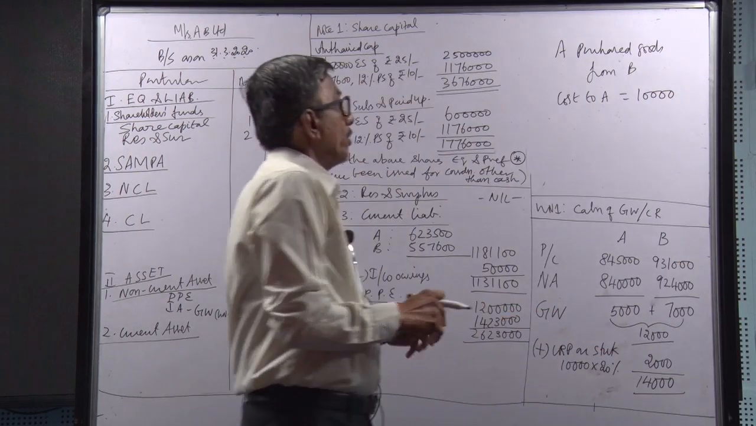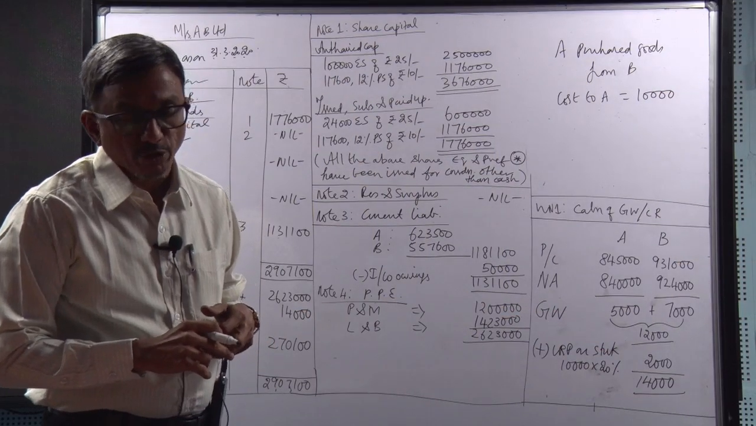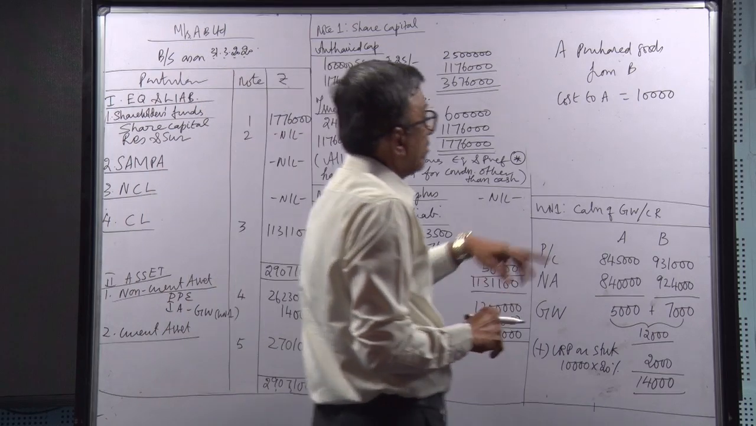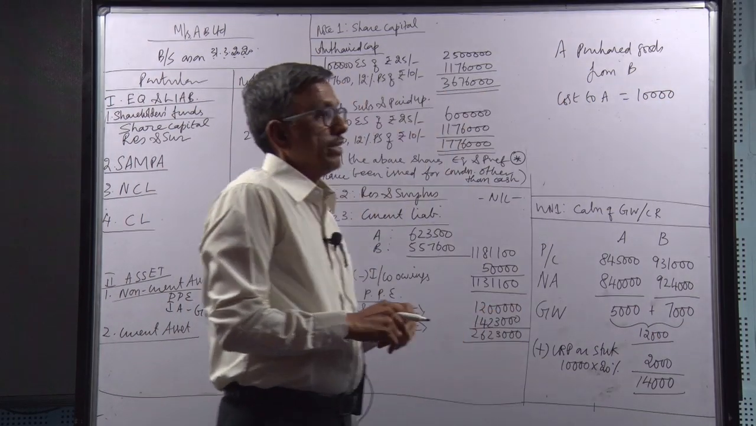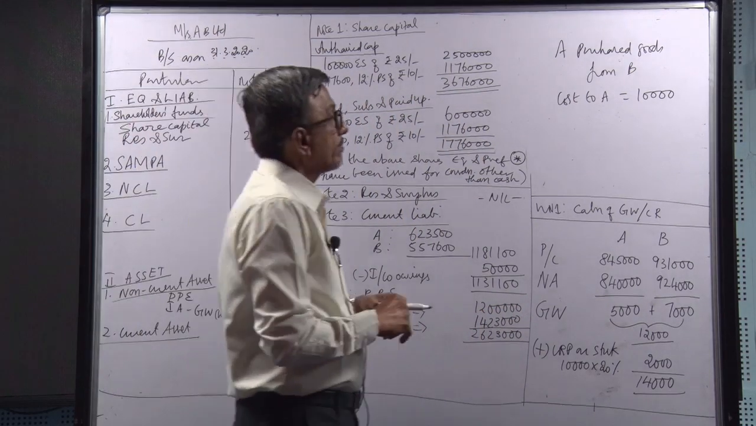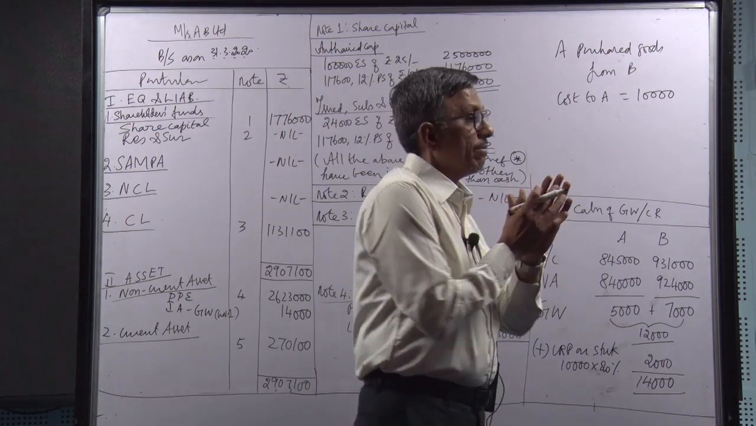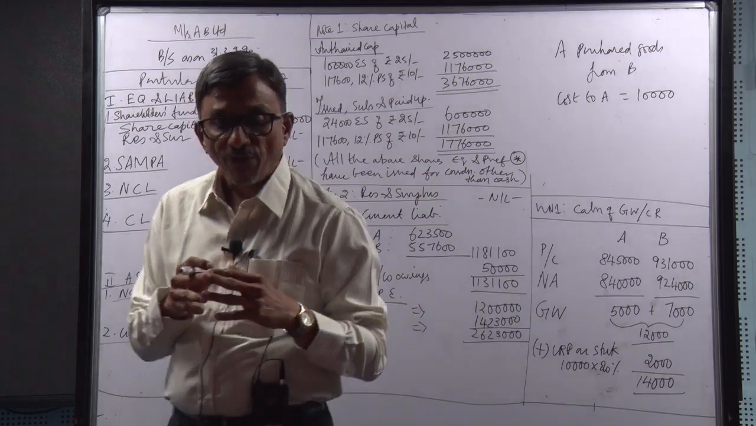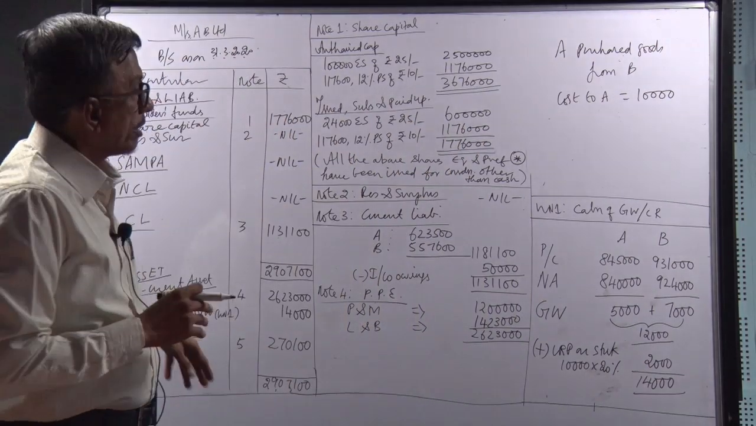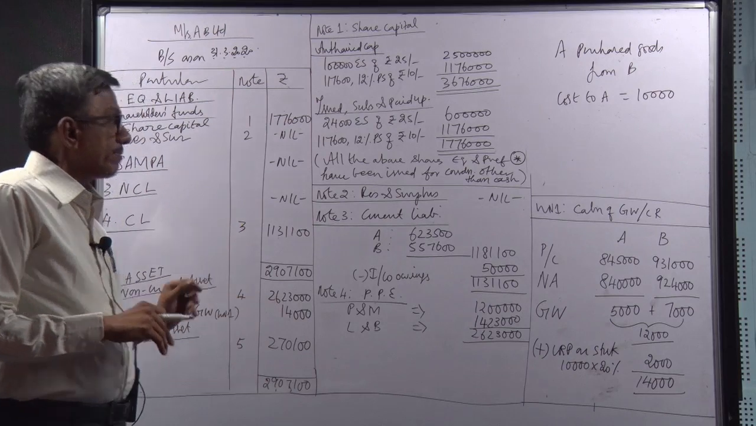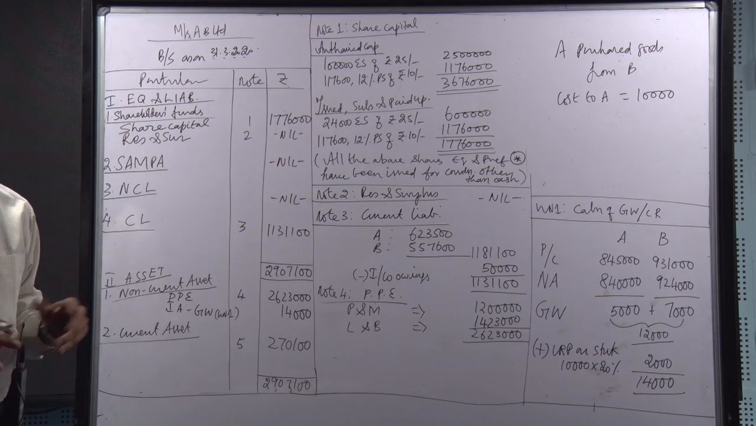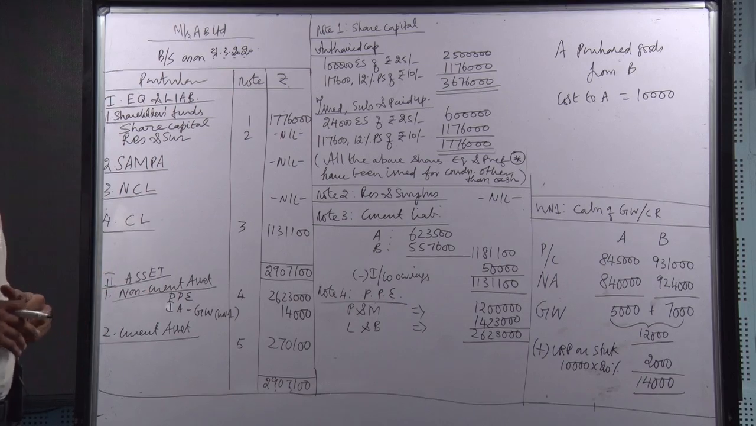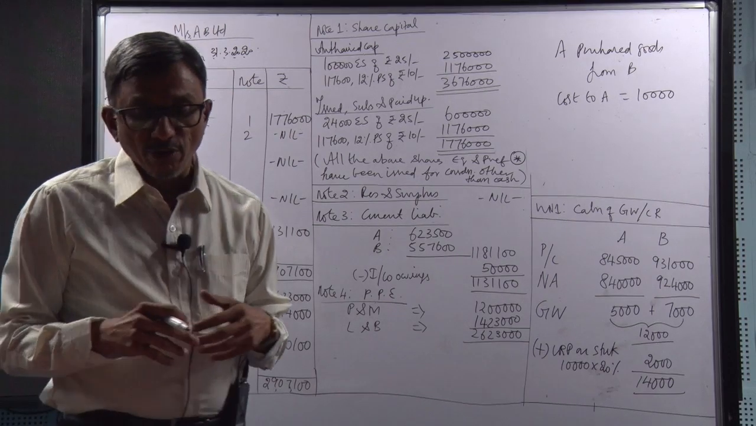But when B sold the goods to A, they have made a profit of 20% on sales. That means this is including the profit added by B to A, which is 20% on sale. But when you merge A and B together, the stock of A and B will be the stock in the books of the new company. But that 10,000 rupees is inclusive of 20% profit added by B to A. Therefore, you have to eliminate it.